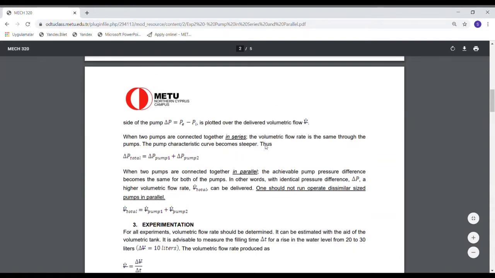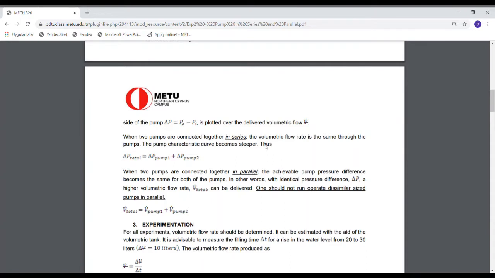When we want to combine two pumps in series, the volumetric flow rate will be the same through the pumps. The pump characteristic curves will be steeper. At the end, to get the total pressure head difference, we are going to sum the delta P for pump 1 and delta P for pump 2.